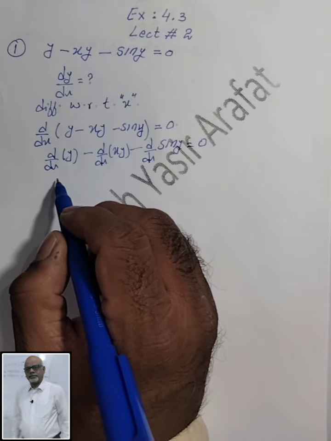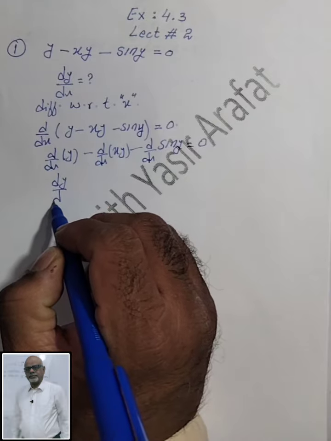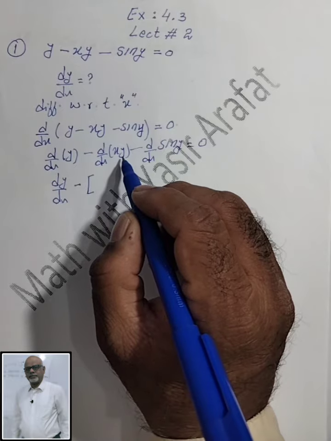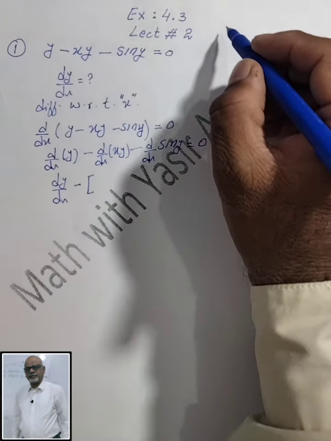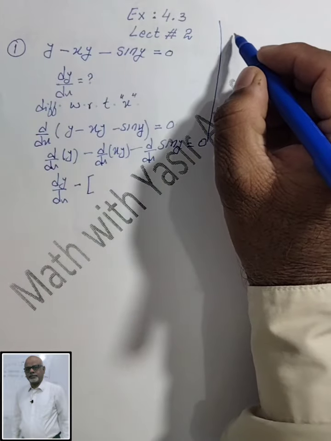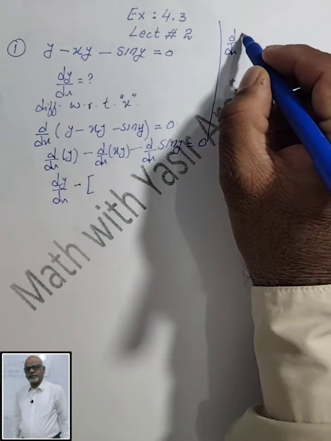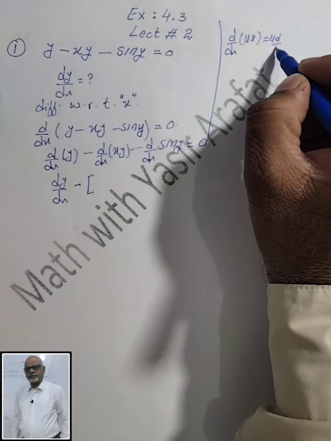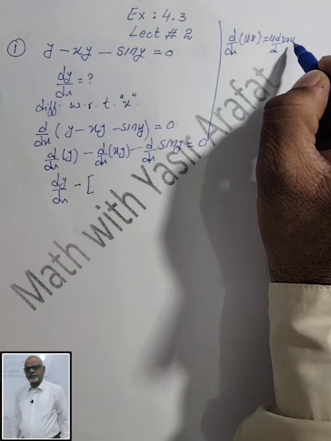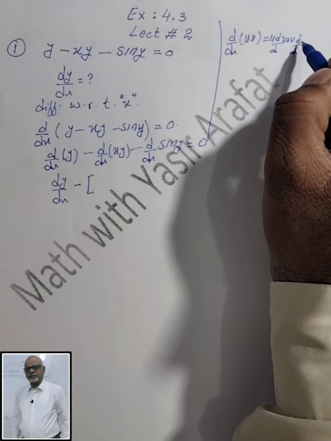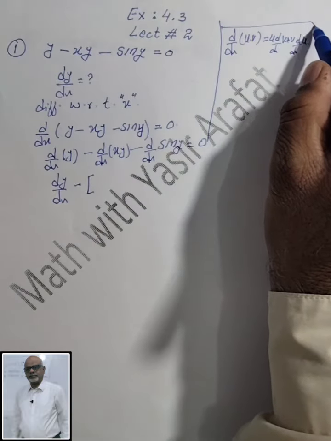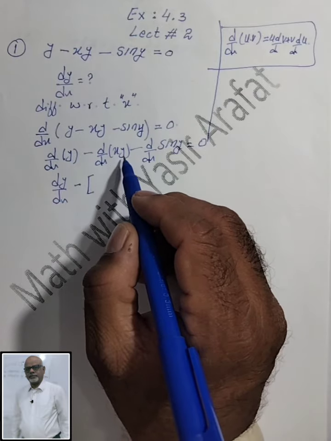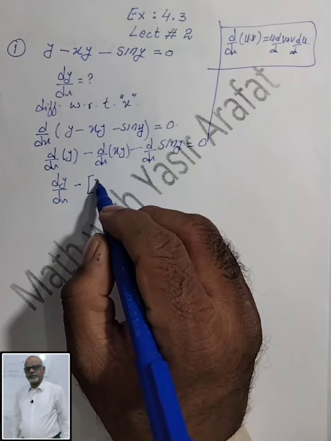Now the derivative of y is dy upon dx minus, here x and y are two functions in product form, so we have to apply the product rule here, that is u into v: u as it is, derivative of v, plus v as it is, derivative of u. So here u means x and v means y.